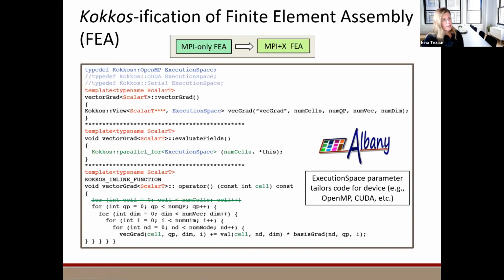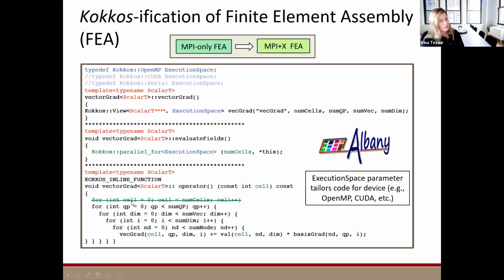Just to show a little bit how Kokkos actually works, this is more code again rather than numerical algorithms. The point here is that this is very easy to use. This was a routine in Albany that computed the gradient of a vector. We can pretend this is not crossed out, which is how it was originally. You have loops over cells, quadrature points, dimensions, and so on.